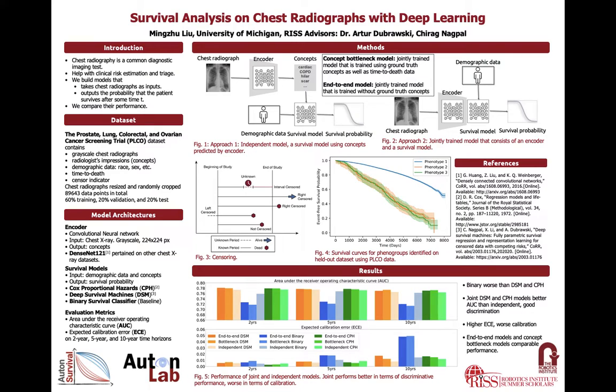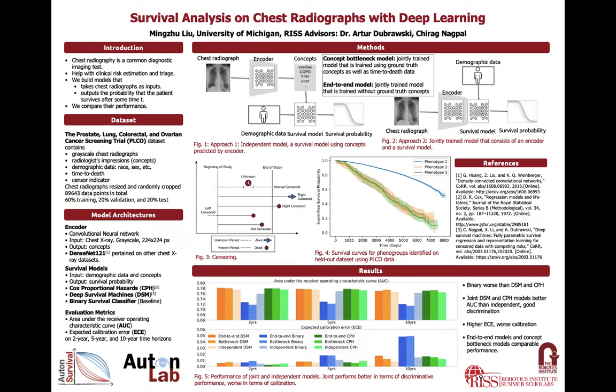The dataset we are using is a prostate, lung, colorectal, and ovarian cancer screening trial dataset. It contains chest radiographs in grayscale, radiologist impressions or concepts such as COPD, demographic data such as race and sex, time to death, and censor indicator. Chest radiographs are resized and cropped at random positions. There are 89,643 data points in total, and they are split into training, validation, and test.